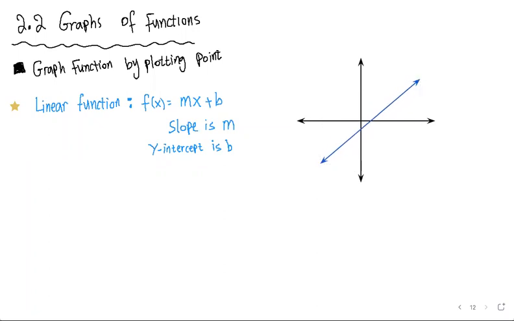If the slope is positive, it's going to be like this. So here the slope is m and is positive. Here again, this is the x-axis, and this is my y-axis. This is the origin point, 0, 0.